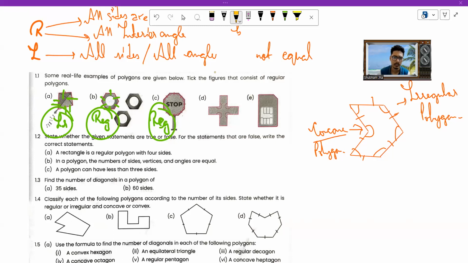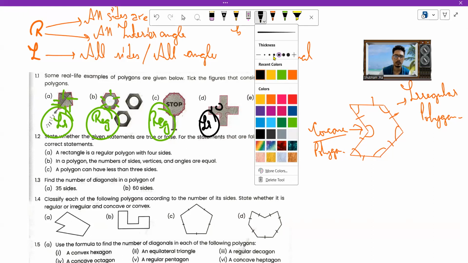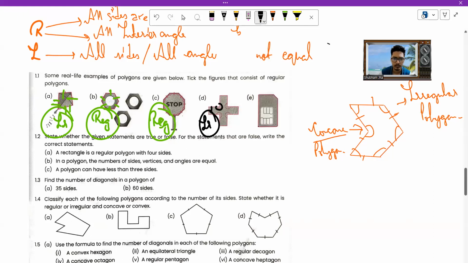If you look here, this angle, if you see closely, is around 90 degrees, okay, but this is more than 90 degrees, correct? So therefore, this is my irregular. Again, if you look at this, you can see that this side and this side are not equal. Again, this side and this side are not equal. So again, irregular. Okay, this is how you measure the angles and sides.